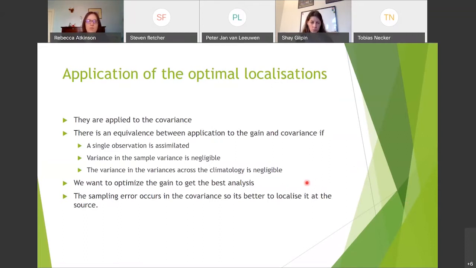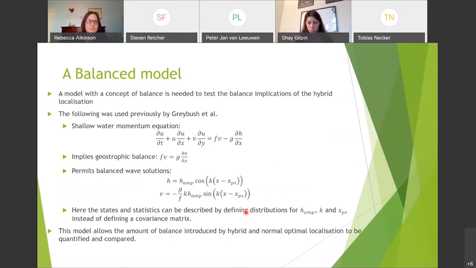The choice has been made to optimize the gain because the aim is to get the best analysis and not the best covariance. However, the sampling error does occur in the covariance, so it's expected to get better results, particularly if assimilating multiple observations, if we localize the covariance and therefore the error at its source.